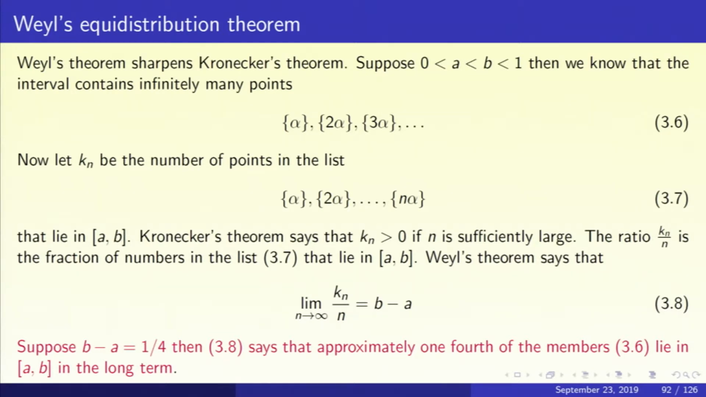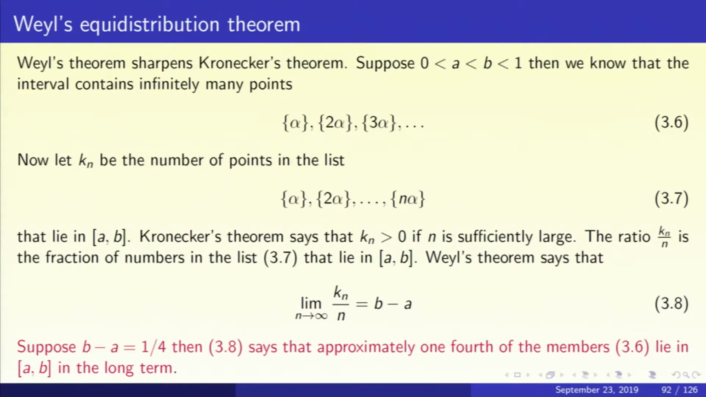Now I take n to become larger and larger. So in some sense I want to look at the limit as n tends to infinity of k_n by n. Weyl's theorem says that this limit 3.8 exists and it is exactly b minus a.